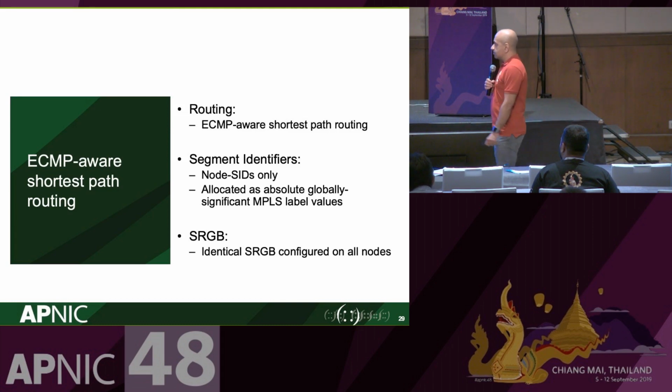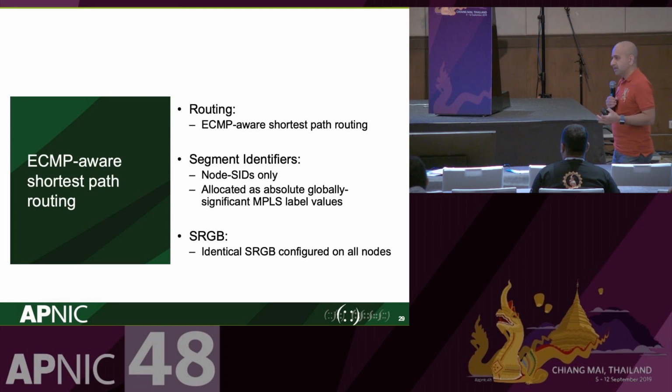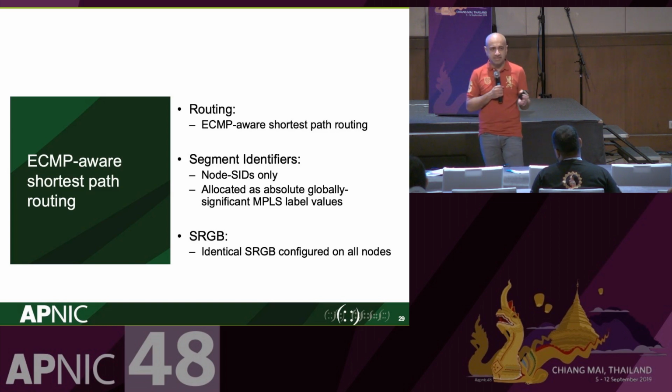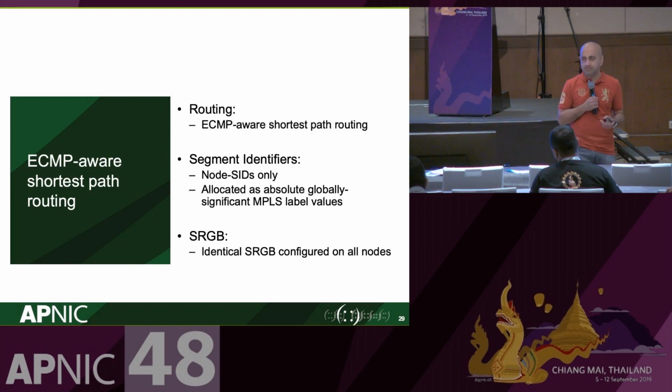The reason we say ECMP-aware is that in this kind of network setup, you want to exploit parallel paths. If you have two or more equal cost paths, you want to be able to use all of them, spreading your traffic across all of these equal cost paths. In a shortest path routing environment, when you have two paths that have the same total metric, then you load share over them.